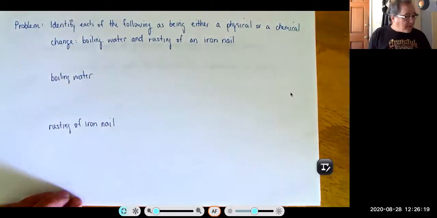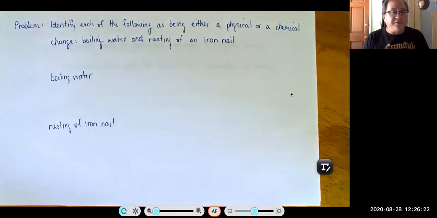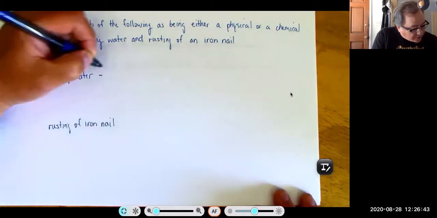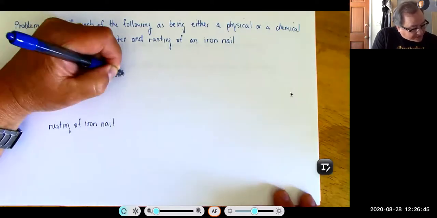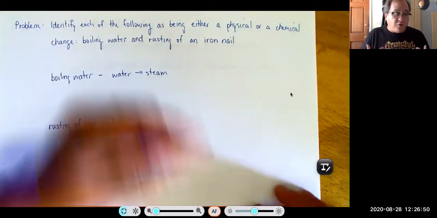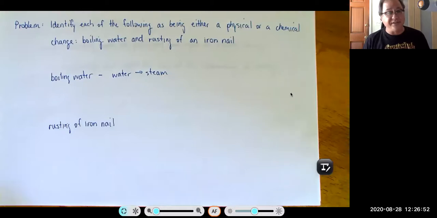Okay, so we're looking at a problem here. Identify each of the following as being either a physical or a chemical change: boiling water and rusting of an iron nail. Now, something else I didn't tell you, which we'll talk about during this problem, is there are other ways to often tell whether you have a chemical or physical change. Now, for boiling water, we know that we have water turning into steam. And water doesn't carry around a formula that says H2O on it, and neither does steam.